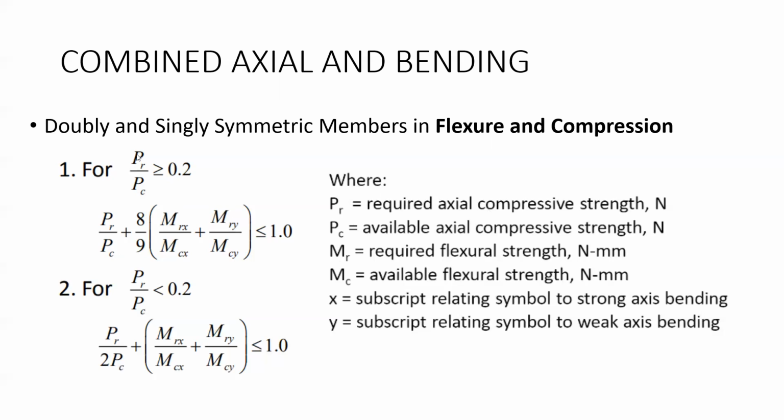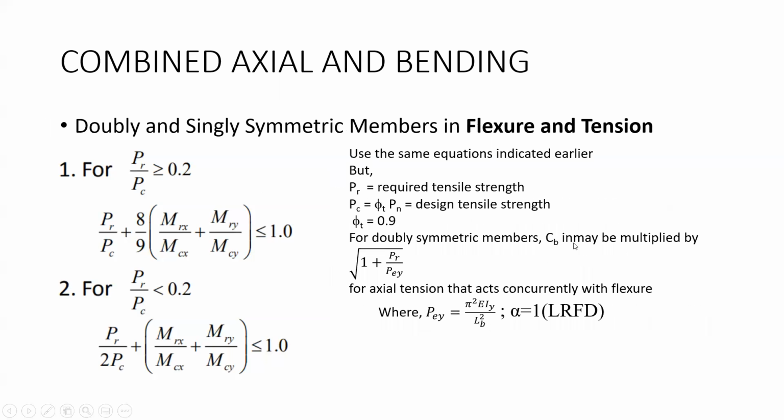So if chinek natin yung PR over PC, which is less than 0.2 naman siya, ang gagamitin natin, PR over 2PC plus MRX over MCX plus MRY over MCY, which is supposed to be less than 1.0. Okay. Pag na greater than 1.0 to, kailangan nating mag-redesign. Kasi ibig sabihin, masyado na siyang malaki, hindi niya kakayanin yung load. Okay. So, next we have for tension.